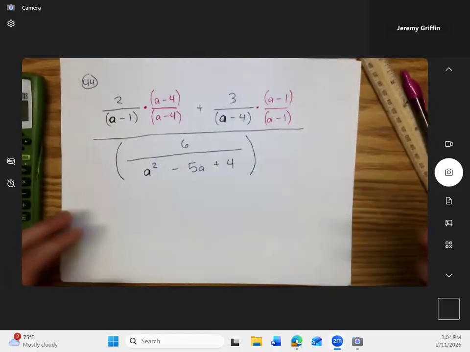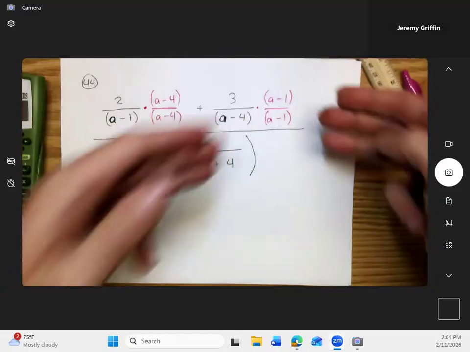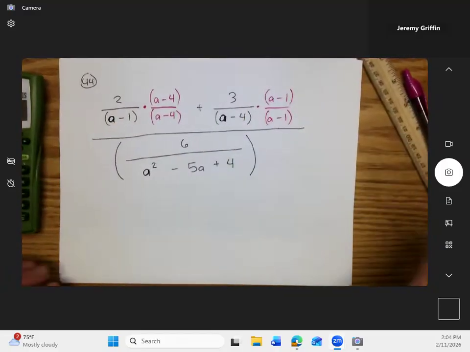And everything in pink just simplifies to 1. That's equal to 1. Okay, so that's a valid step to do.